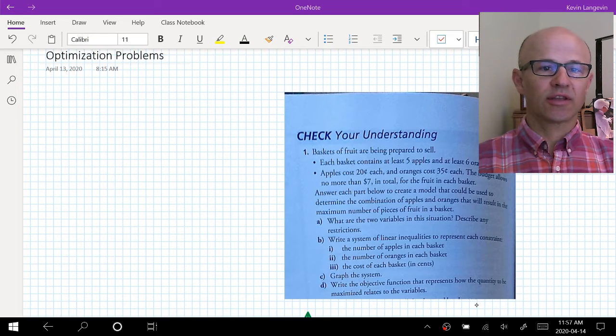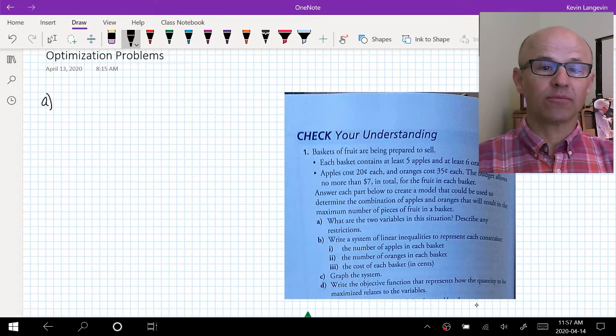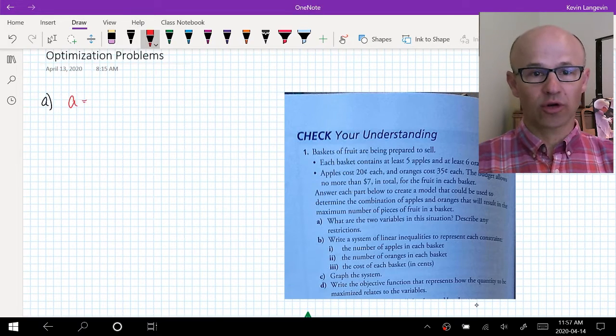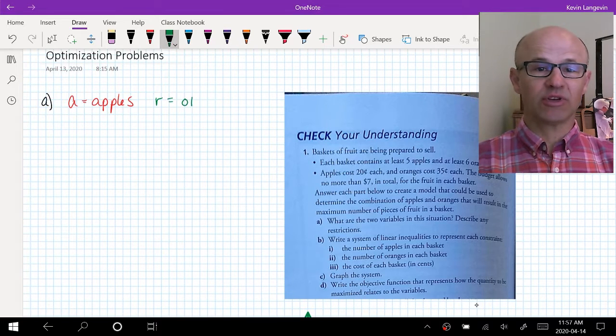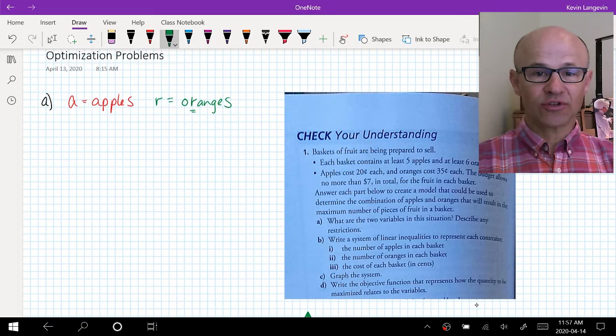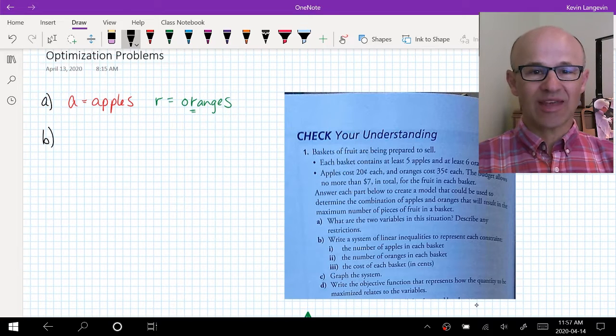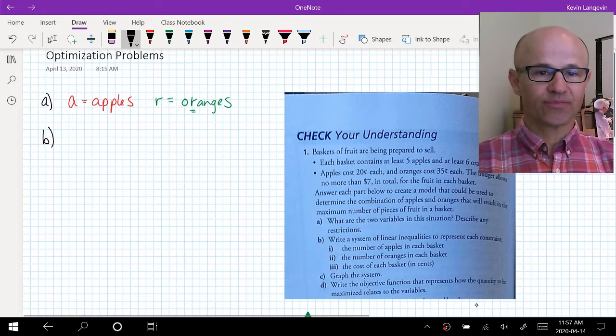Today we're looking at the optimization problems, essentially shading graphs once again, but based on very specific word problems. So I'm taking two problems from the textbook to help us understand this. The first one deals with apples and oranges.